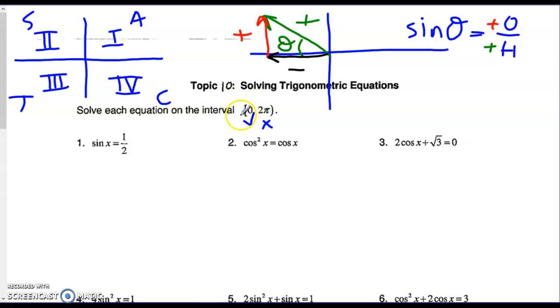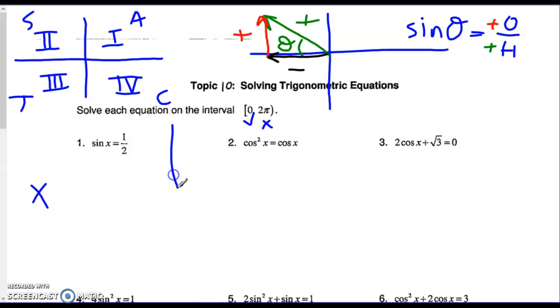So when we see the bracket, that's including the answer. Open parenthesis does not include the answer. So for the sine of x equals 1/2, well, first of all, it's a positive 1/2. And because it's a positive 1/2, the sign is positive in the first and second quadrant. So we want to know what are my x values in the first and second quadrant where we have 1/2.